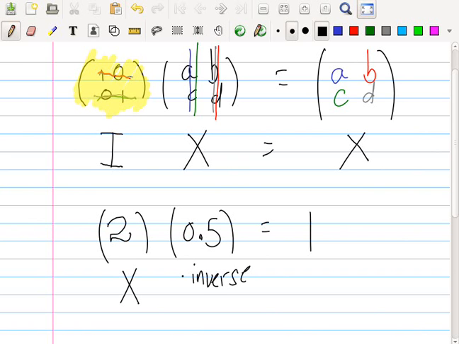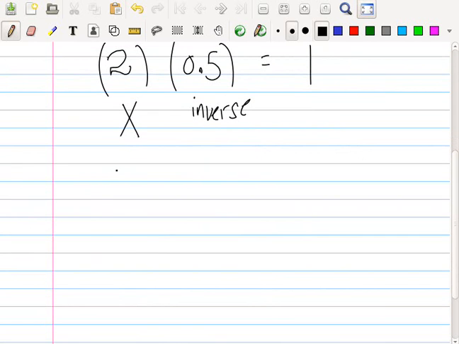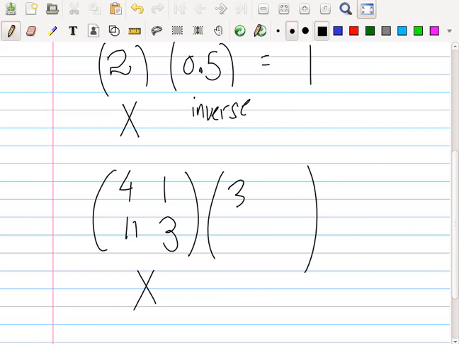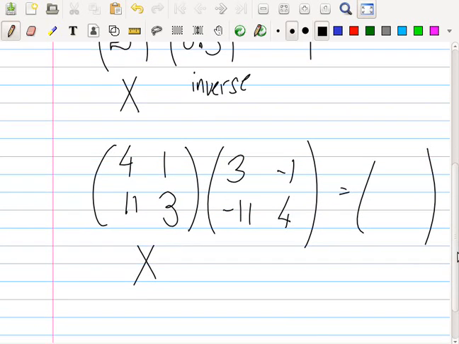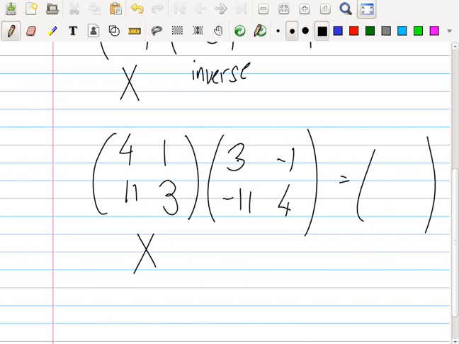So the same thing can happen for matrices. Let's have a look at an example here. If I call this matrix here X, this is matrix X, and if I multiply it by this matrix here, let's see what we get. So 4 times 3 is 12. 12 minus 11 is 1. 4 times minus 1 is minus 4. And then 1 times 4 is 4. Add them together, 0. And then do the same for the other two and you get this, which is called identity matrix.